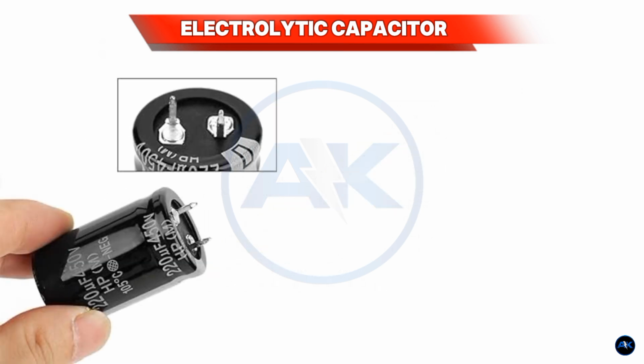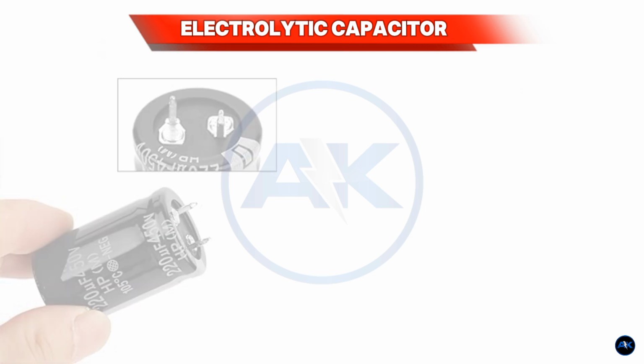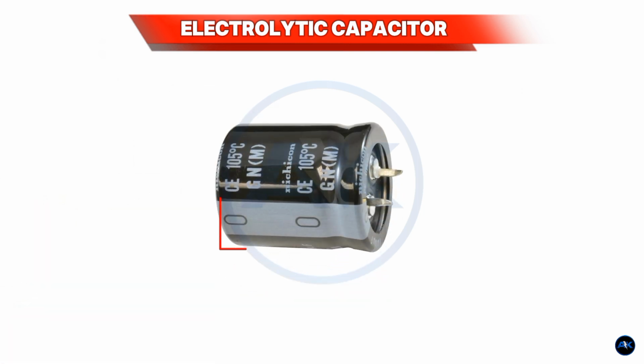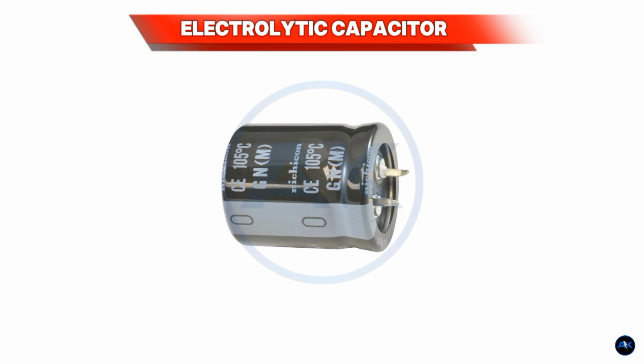If in this capacitor both the legs are equal, then in this condition you have to observe this strip. This gray strip you can see here, on this strip a negative sign is there. This means that this leg here is negative and the other one is positive.